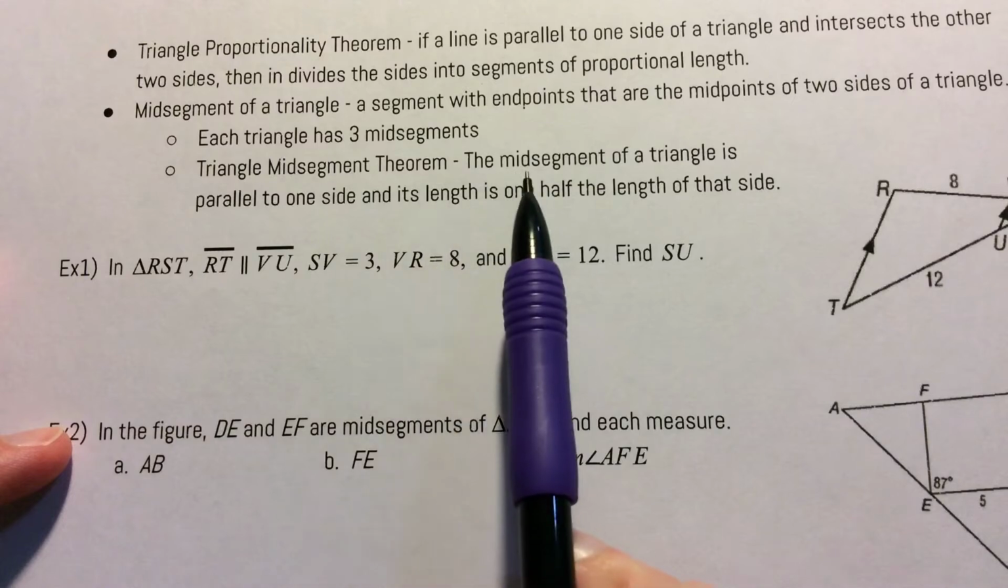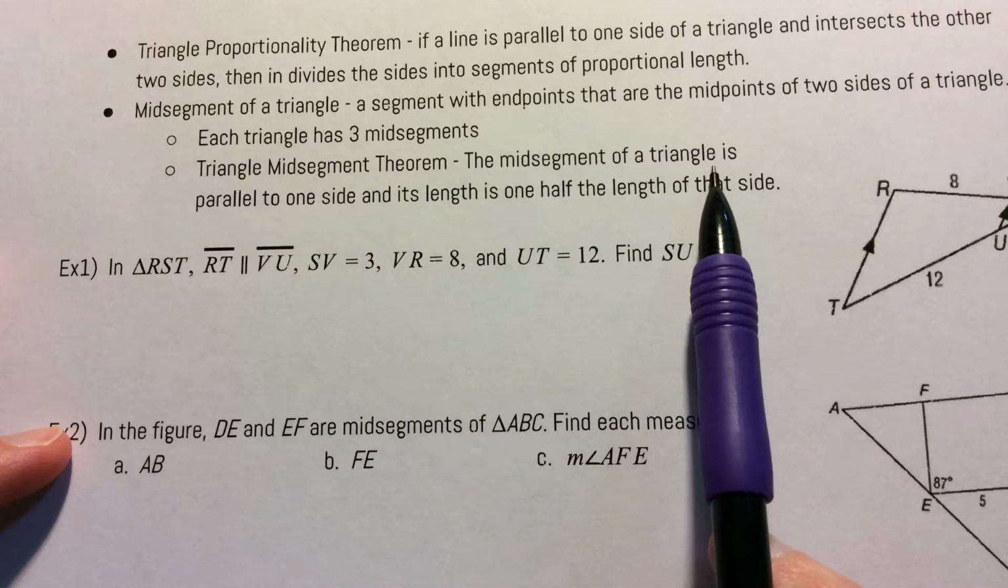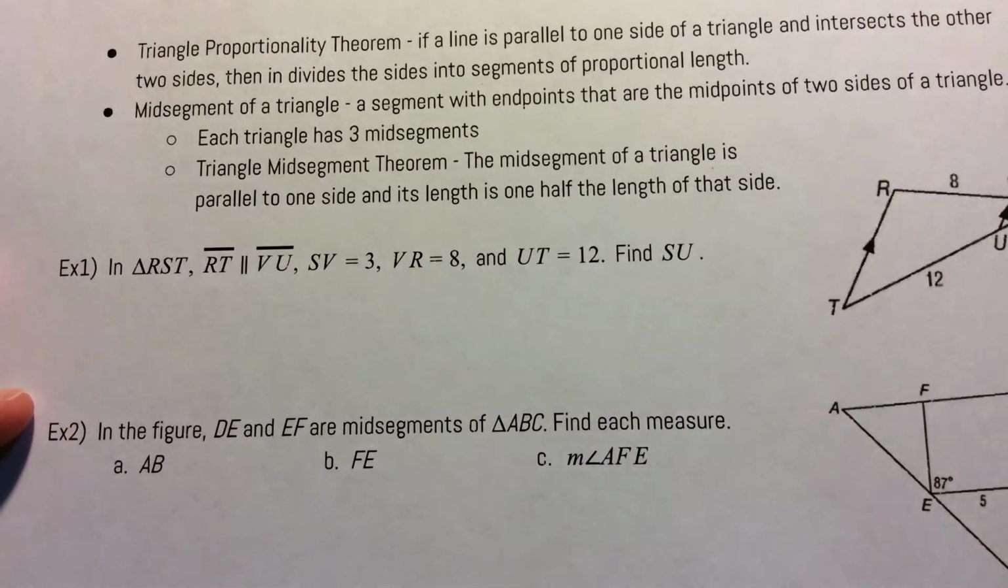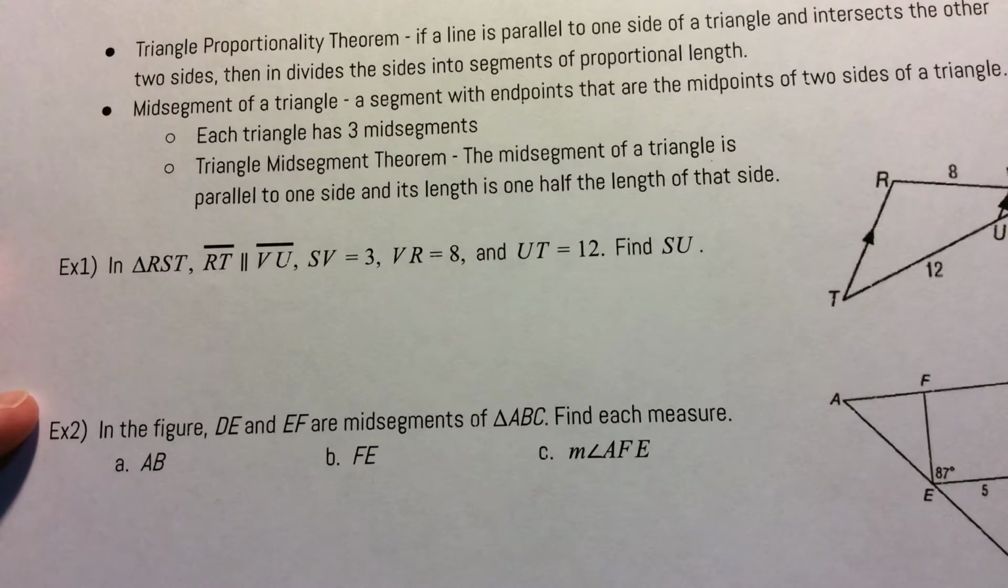And the triangle mid-segment theorem is that those mid-segments are parallel to one side and half of the length of the side that it's parallel to.